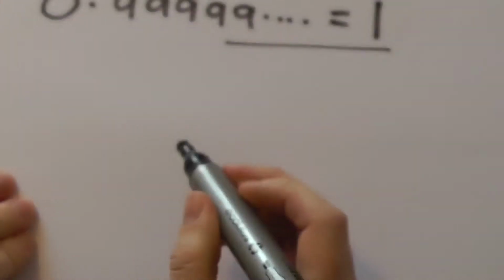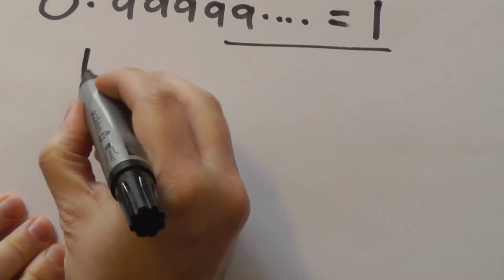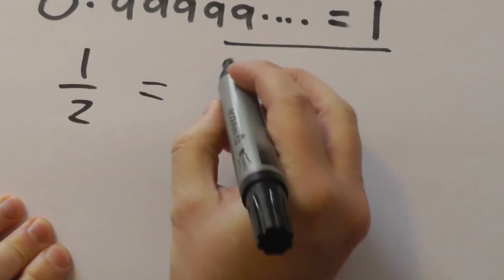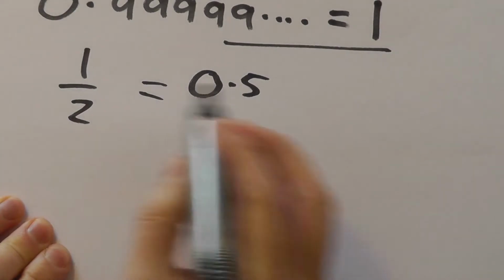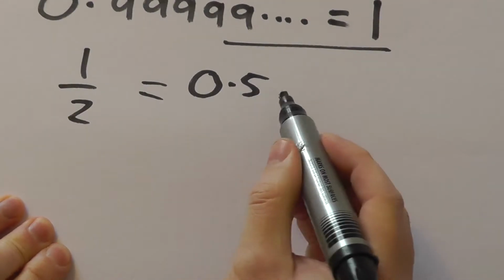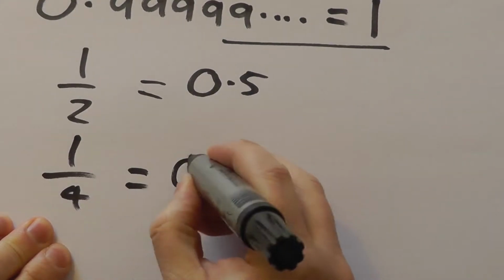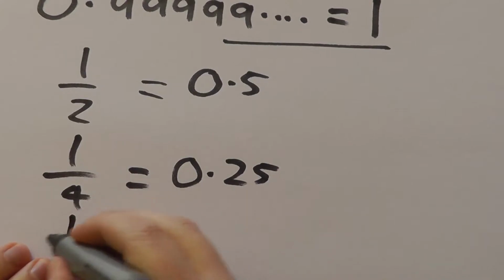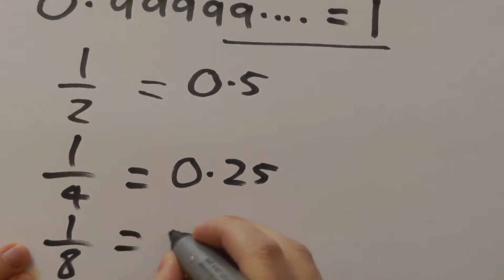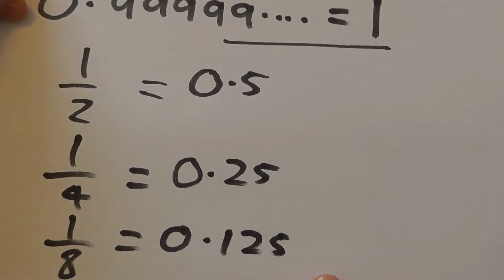So, for example, let's do some examples of non-recurring numbers. 1/2 is 0.5. So that's a non-recurring number. 0.5, that's it, full stop. 1/4, 0.25, full stop. 1/8, 0.125. So we're getting more digits, but still, that's it. No more digits after that.